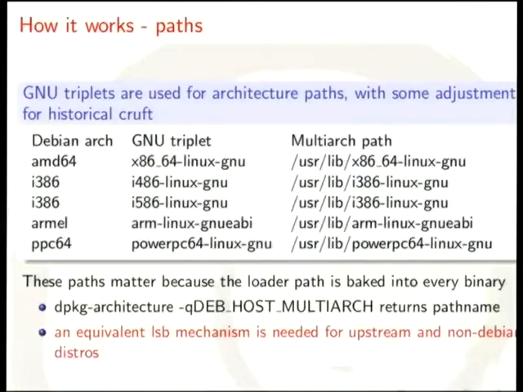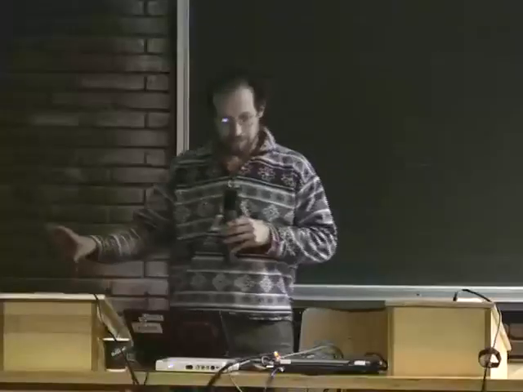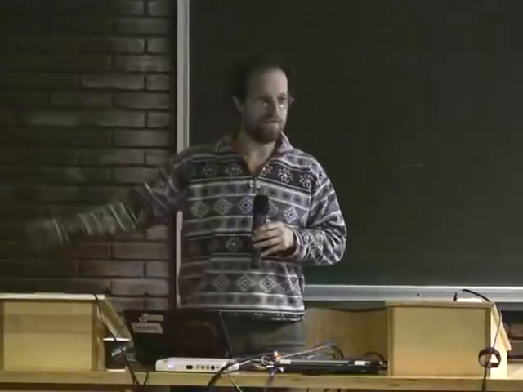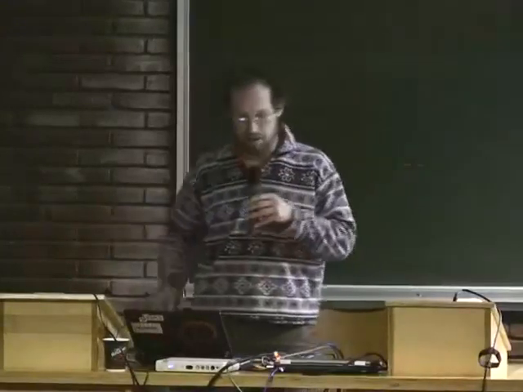There's one tool which gives you the canonical path for a specified architecture. So dpkg-architecture is responsible for knowing the mappings between Debian architecture names, GNU triplets, and multi-arch paths. That's good, because it's all in one place. You can't get different things having different answers.